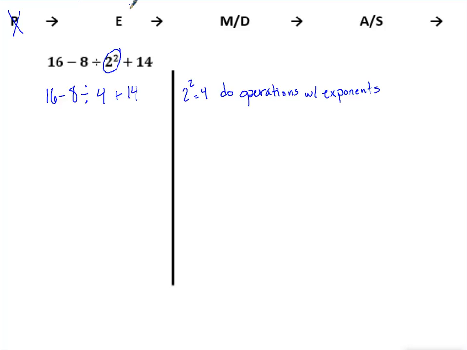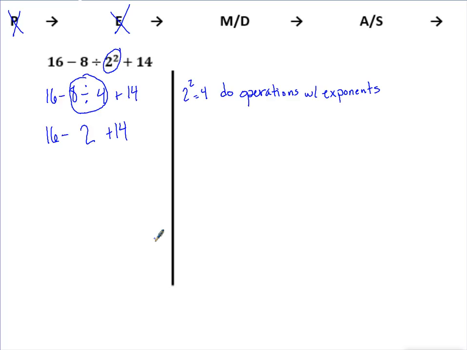So I took care of the E, and now I'm moving on. M and D stands for multiplication and division. So I'm going from left to right, and whatever comes first, I'm going to multiply or divide. So in this problem, I have subtraction. I'm going to skip that, and here I have division. So 8 divided by 4, I'm going to take care of this operation, and everything else is going to get copied.